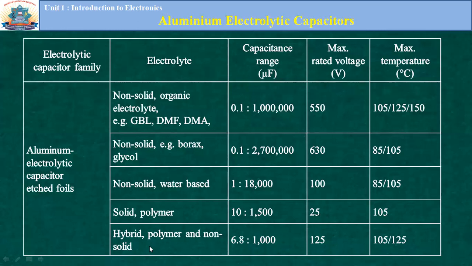Hybrid polymer or non-solid type can offer a 6.8 microfarad to 1000 microfarad range of capacitance, while their operating voltage is 125 volt, which is the maximum voltage that can be applied across it. The maximum temperature is 125 degrees Celsius.